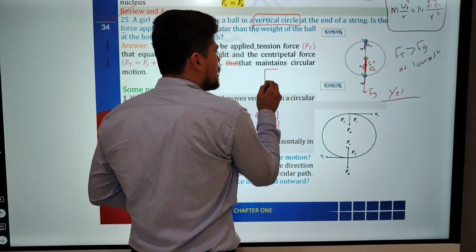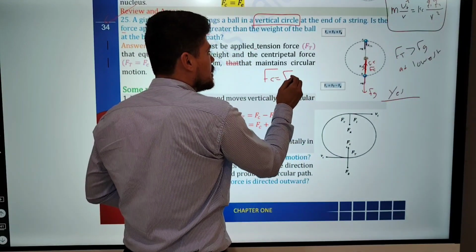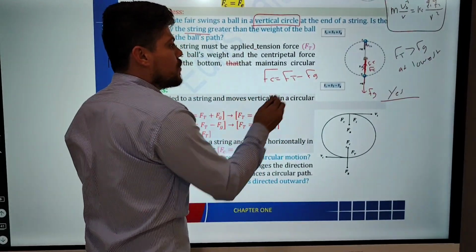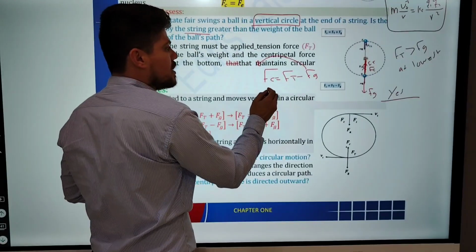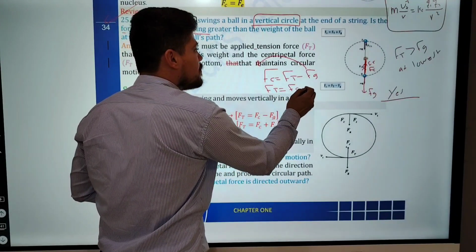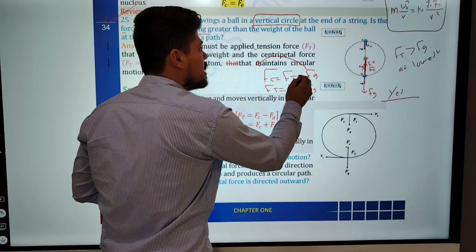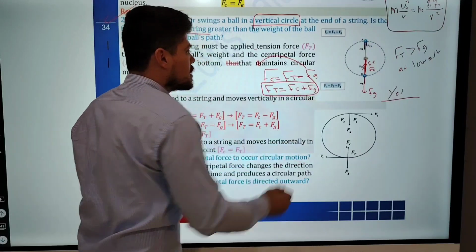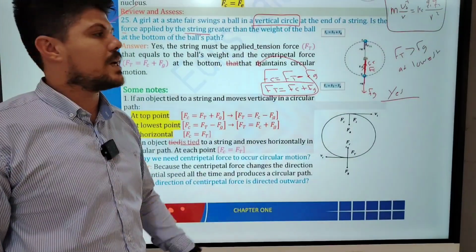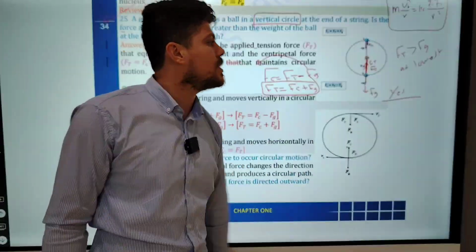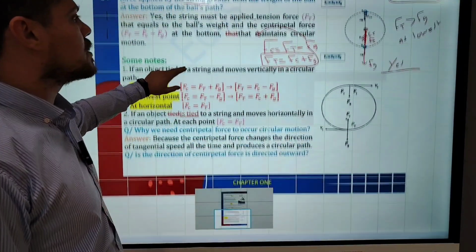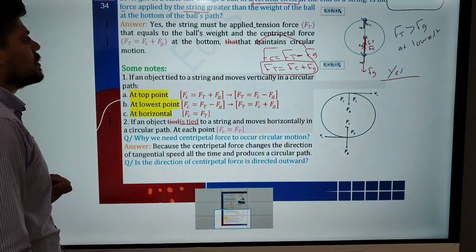At the lowest point, Fc is equal to what? Equal to Ft minus Fg. If you rearrange this equation, take Fg to the other side, Ft is equal to what? Equal to Fc plus Fg. This negative becomes positive. So, Ft is bigger than weight? Yes, of course. So that is why the probability of breaking the string is more at the lowest point than the other points. Very good question, be careful.